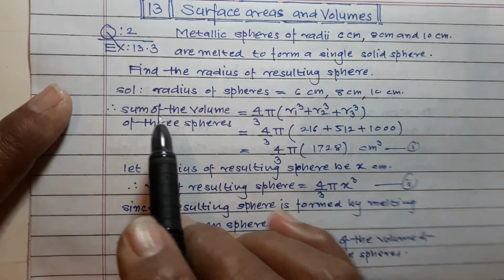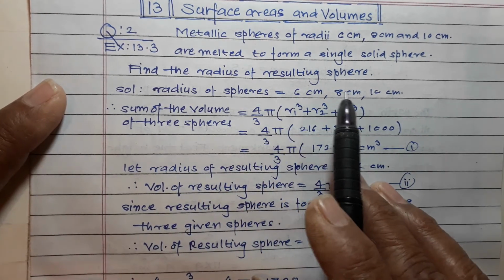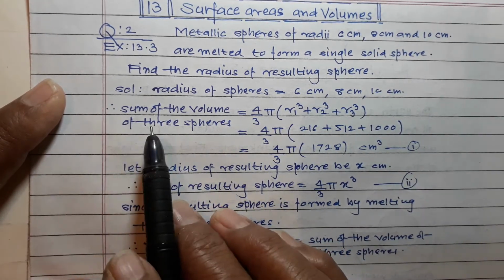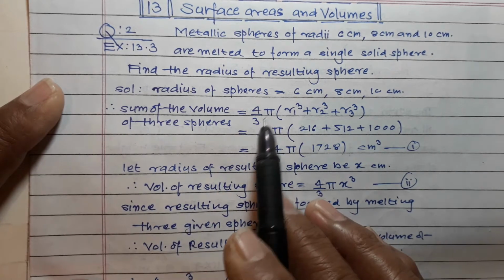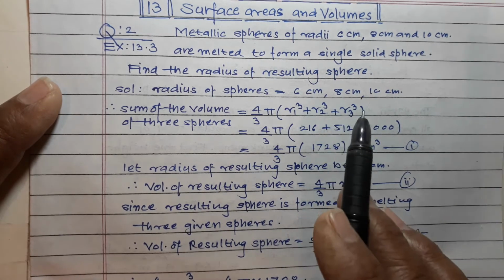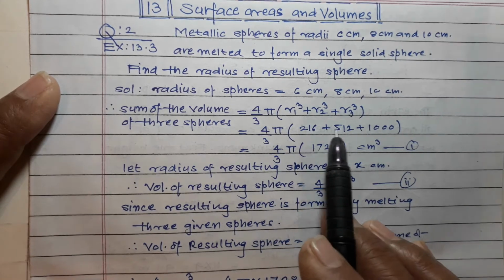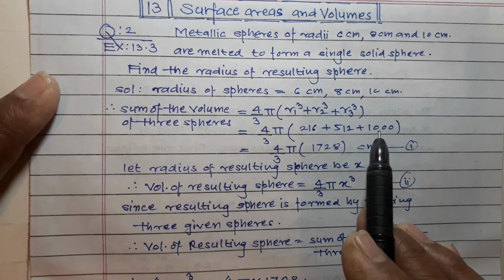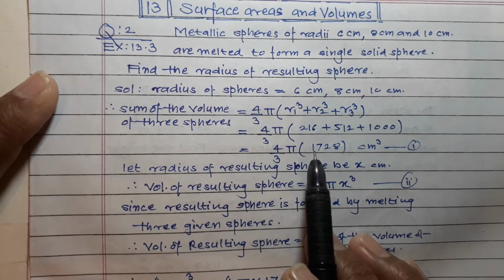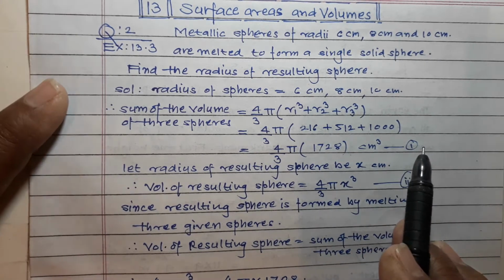Solution. Radius of spheres is equal to 6 cm, 8 cm, 10 cm, and therefore the sum of the volumes of three spheres is equal to 4 upon 3 pi into bracket r1 cube plus r2 cube plus r3 cube, is equal to 4 upon 3 pi into bracket 216 plus 512 plus 1000, and is equal to 4 upon 3 pi into bracket 1728 cm cube. Statement number 1.